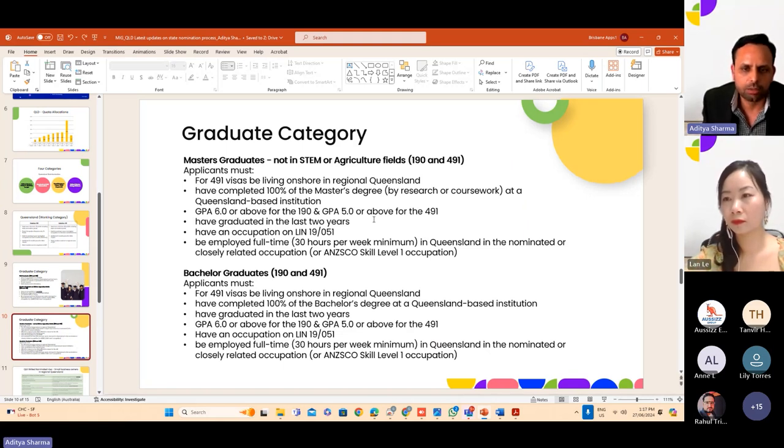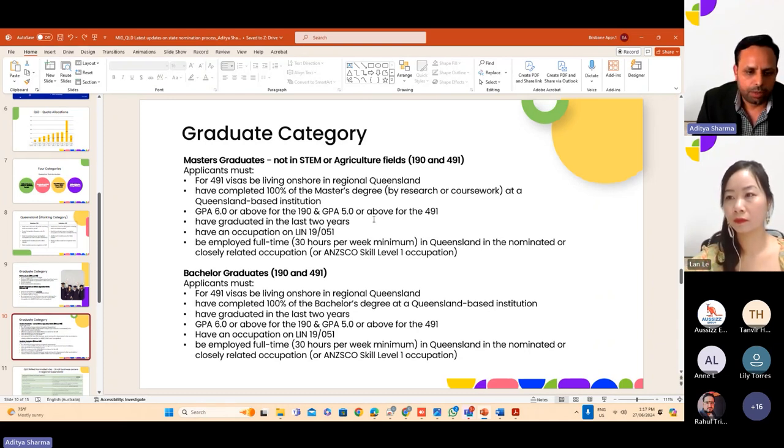The requirements go slightly higher for those applicants. So apart from completing your studies in Queensland, and apart from the other criteria such as working 30 hours minimum, your GPA would also be significant for this category. For 190 to be eligible, you need your GPA to be 6.0 or above. And if your GPA is 5.0 or above, you can go for 491, but you can't for the 190 category.